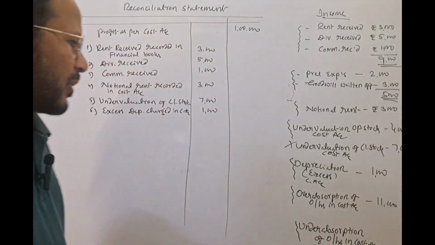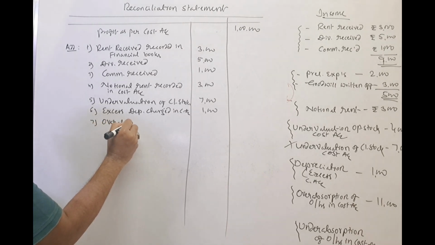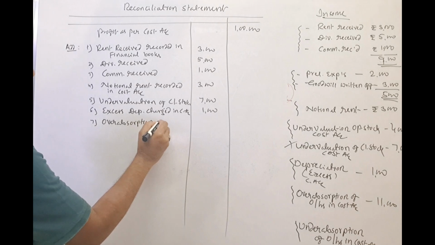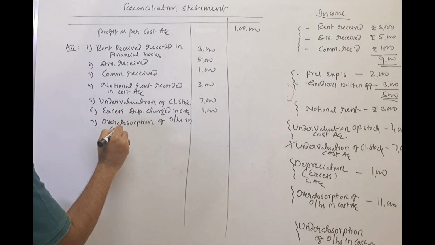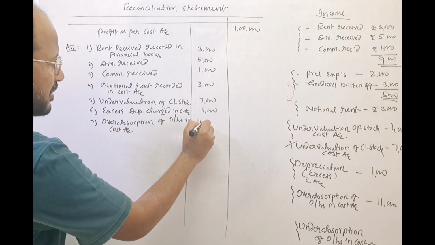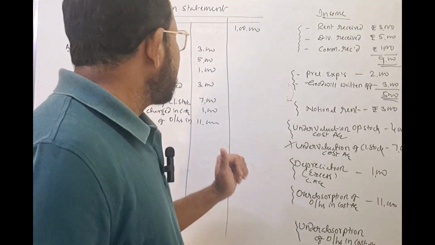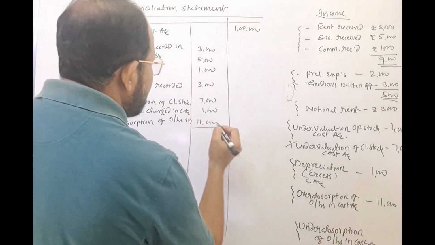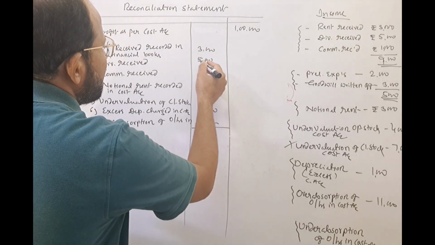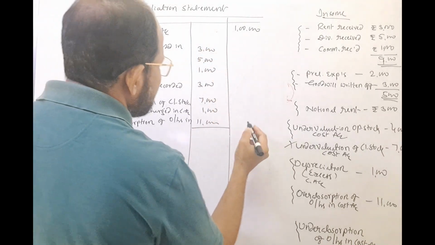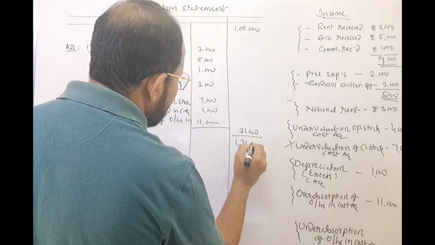Next one is over absorption of overheads in cost accounts. In cost accounts, what is the amount? Rupees 11,000. Next one is we make the total: 11, 12, 19, 22, 23, 26, 30, 31,000. It comes to 1 lakh 31,000.